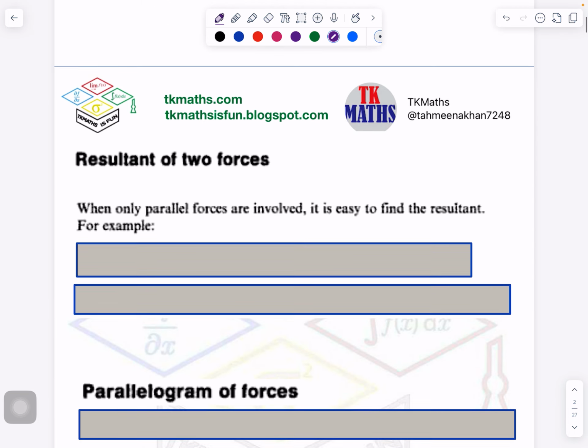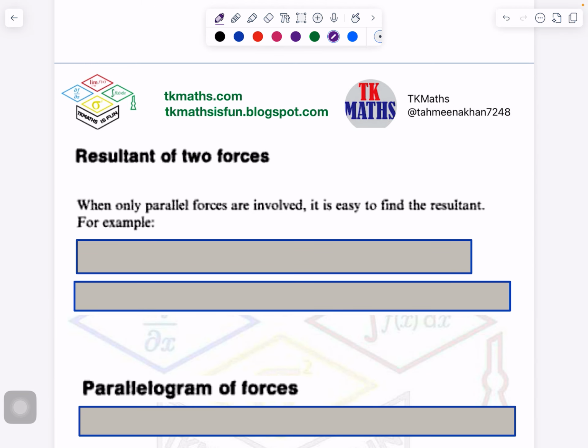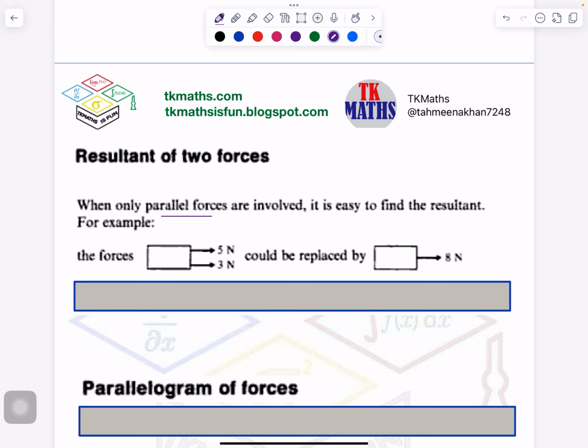So let's see here. Resultant of 2 forces. What does this mean? When we are talking about the forces which are parallel forces and on the straight line, then it is very easy to find the resultant. For example, if you see in this case, the forces acting are 5 Newton and 3 Newton on this box. Imagine this is some box, and 2 forces are acting on it of 5 Newton and 3 Newton. So total resultant is 8 Newton for these forces, right?